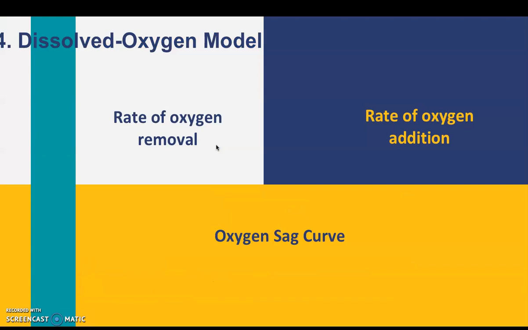The final subtopic under this chapter is the dissolved oxygen model. So we will cover the rate of oxygen removal, the rate of oxygen addition, and finally we'll see what the oxygen sag curve is.